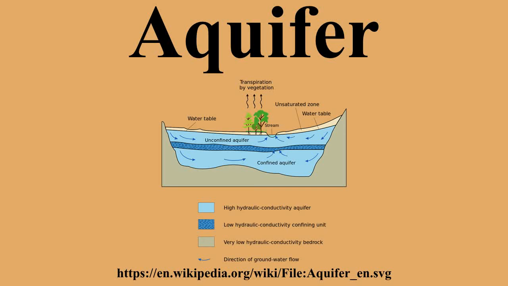An aquitard is a zone within the earth that restricts the flow of groundwater from one aquifer to another. An aquitard can sometimes, if completely impermeable, be called an aquiclude or aquifuge. Aquitards are composed of layers of either clay or non-porous rock with low hydraulic conductivity.